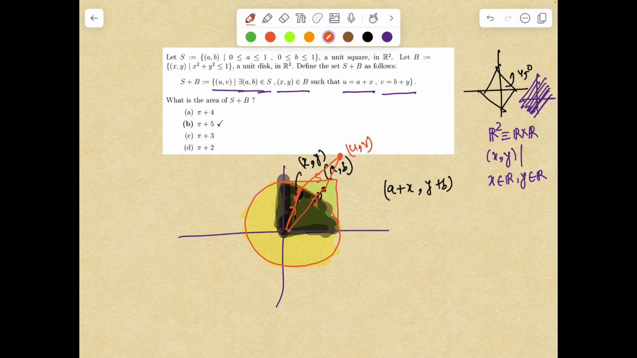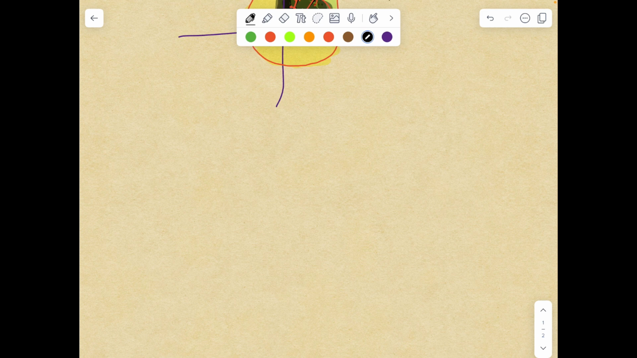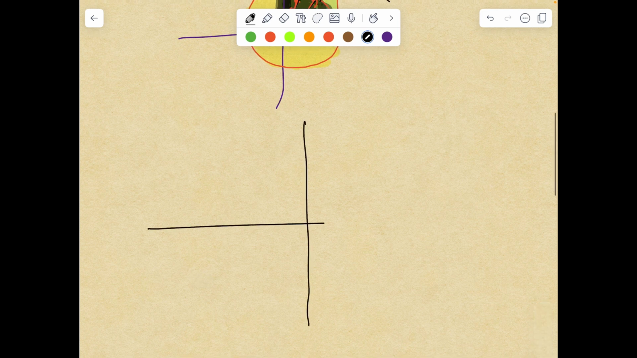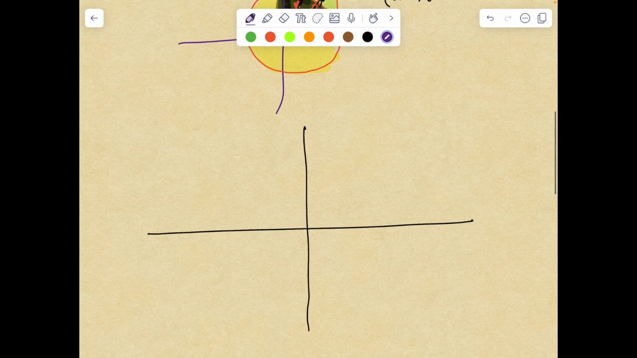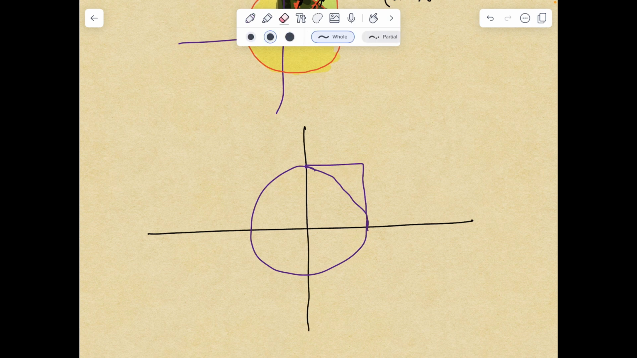Now, as all these points S and (x, y) span the entire region of the square and circle, we need to create the locus of all (u, v). So what I'm going to do here is first solve this in a purely geometrical style, and then you can capture this information by algebraic equation as well. Okay, so let me draw the square again, and we have a nice circle over here.